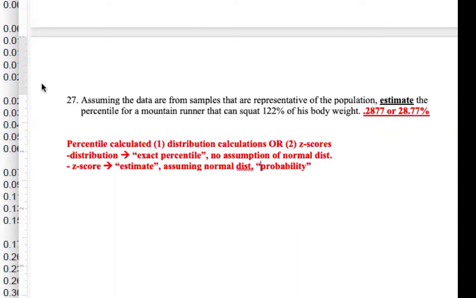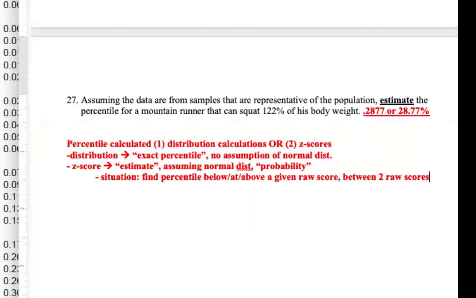Okay. A lot of times too, you'll have situations in this one where you have to find percentile below, at, or above a given raw score. Or I could also say between 2 raw scores, right?